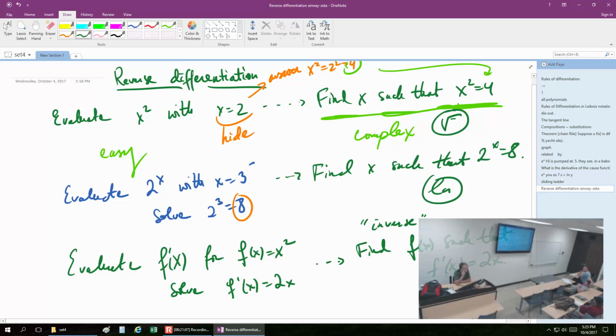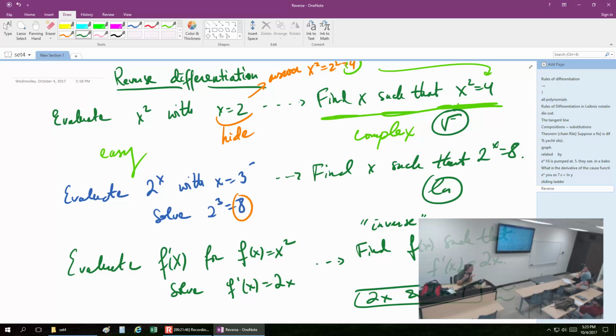Yes. So is every derivative unique? Each function has only one derivative. But can some of them share the same derivative? Yes. That's a good point, because then the answer is ambiguous. The answer is 2x and 2x plus 1. They are both good. Both have the same derivative because the difference between these two curves is negligible. It's just a vertical shift, so all the slopes are the same.